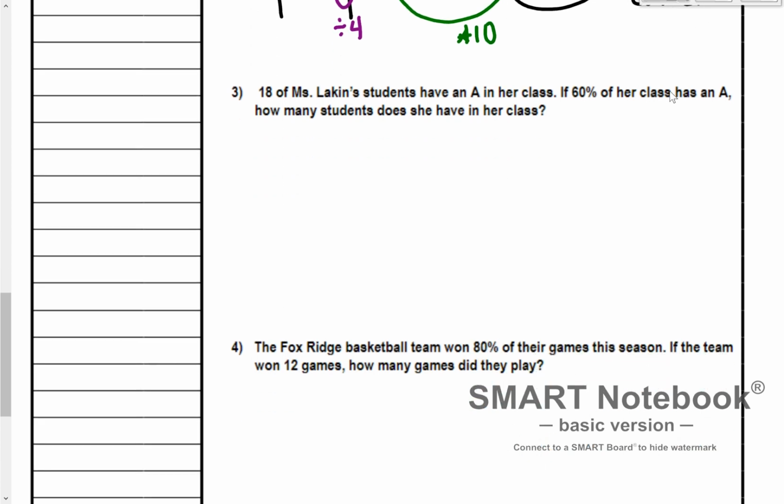18 of Miss Lakin's students have an A in her class. 60% of her class has an A. How many students does she have in her class? So we want to know how many students are in her class total. So we are missing the whole.